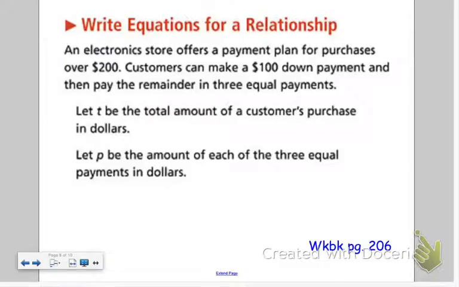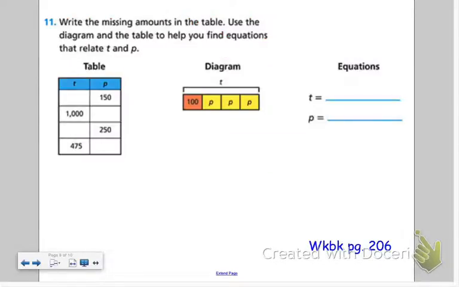Now we're going to write equations for a relationship. An electronics store offers a payment plan for purchases over $200. Customers can make a $100 down payment and then pay the remainder in 3 equal payments. Let T be the total amount of a customer's purchase in dollars. P is going to be the amount of each of the 3 equal payments in dollars. So now we're going to use T and P. T for the total amount, P for the payments.